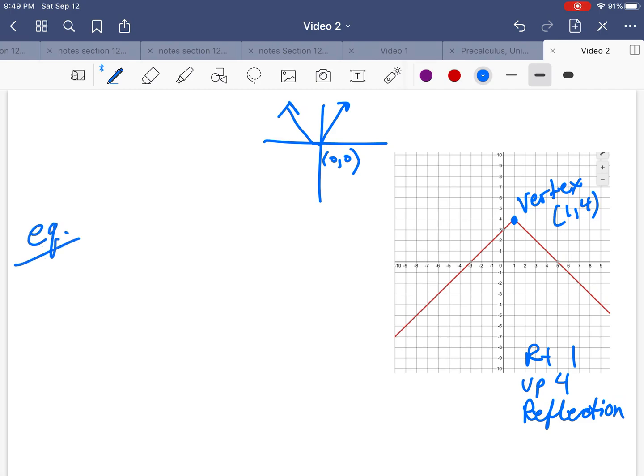So let's write the equation. So y equals, so I'm going to put some absolute value bars, make them kind of wide because I got left and right motion. I know I have a negative because of the reflection. So the right 1, that's what goes inside. So I do x minus 1 and then up 4, so plus 4 would get me there.